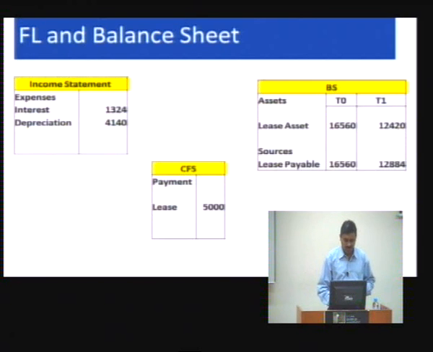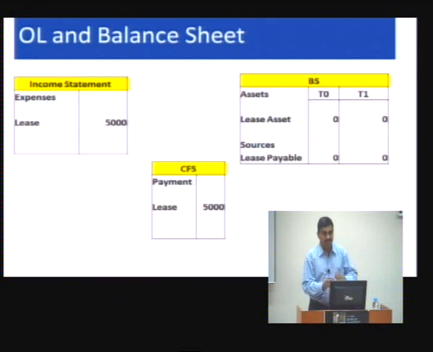Now let us see how the financial statements look. In the income statement, the interest and depreciation are shown. On the cash flow statement, you see the lease, and in the balance sheet, you see the leased asset and lease payable. At the end of the year, you depreciate the asset, and you reduce the lease payable because of the amount of the lease paid. So where is this leading us to?